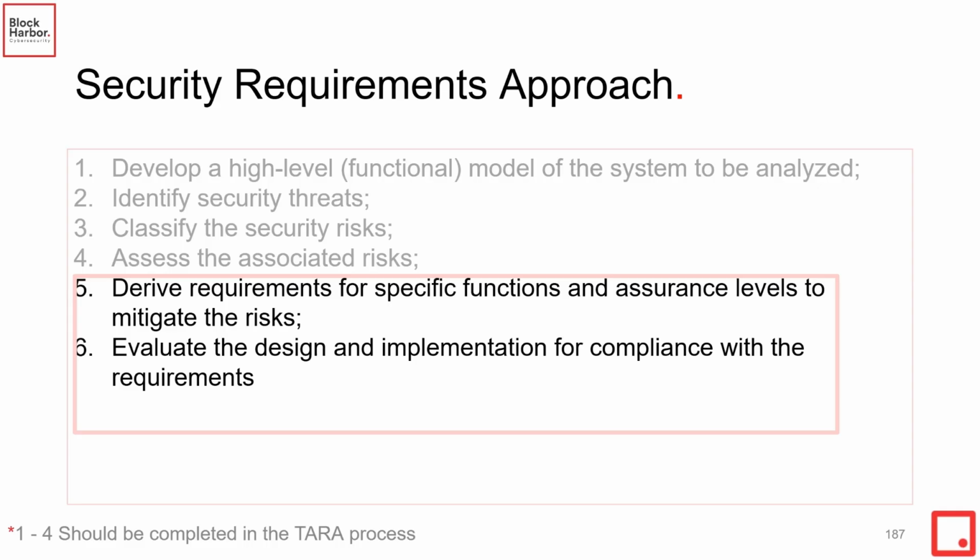How do we go about defining security requirements? Here's a structured approach. First, develop a high-level functional model of the system to be analyzed. Second, identify potential security threats that could impact the system. Third, classify the risks associated with those threats. Number 4, assess the impact to prioritize mitigation efforts. And under number 5, we have derive specific requirements to mitigate the identified risks. Note that the first 4 steps are typically completed during the TARA process. This ensures that our security requirements are aligned with the actual risks identified in the system.